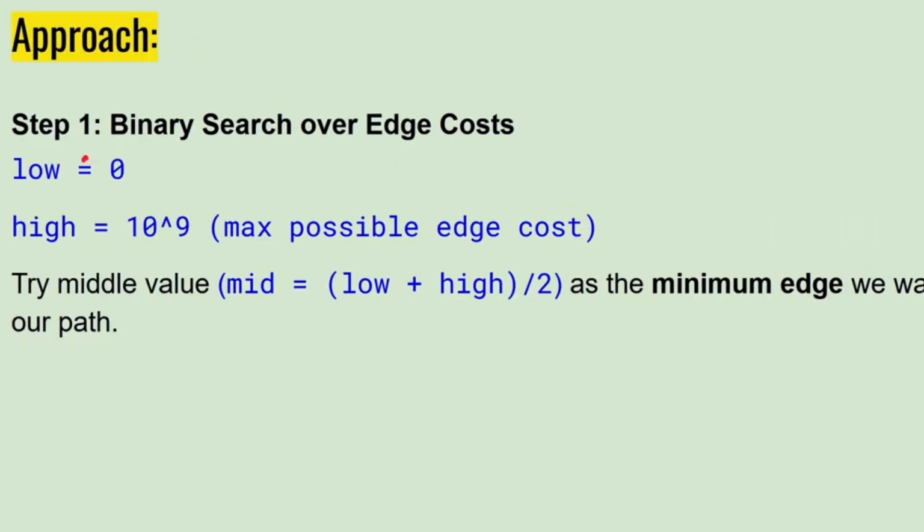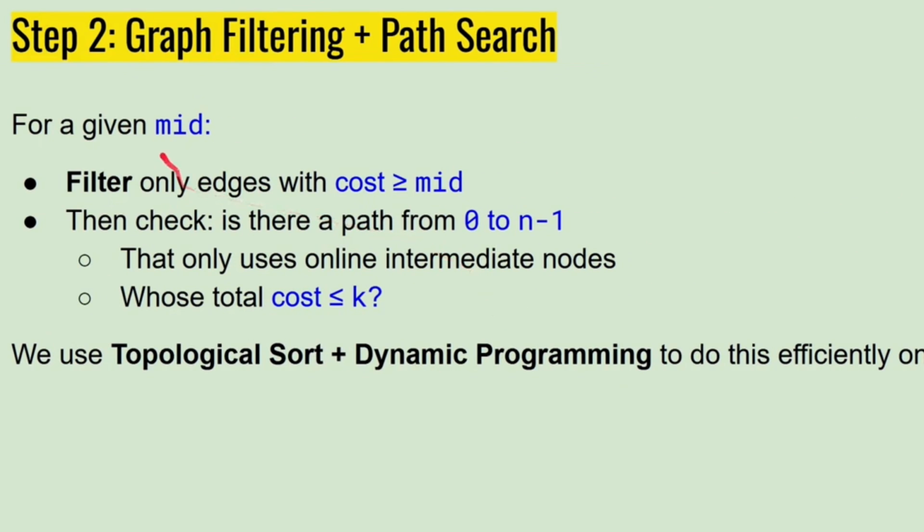If it doesn't, we need to try a lower score. Let's understand by example. Very first, the binary search will be over the edge cost. We'll take low and high, and mid equal to (low plus high) by 2, as the minimum edge we want in our path. For each given mid, we'll use only edges whose cost is greater than or equal to mid. Then we'll check if there is a path from 0 to n minus 1. If the cost is within k and all intermediate nodes are online, we'll say yes, otherwise no.